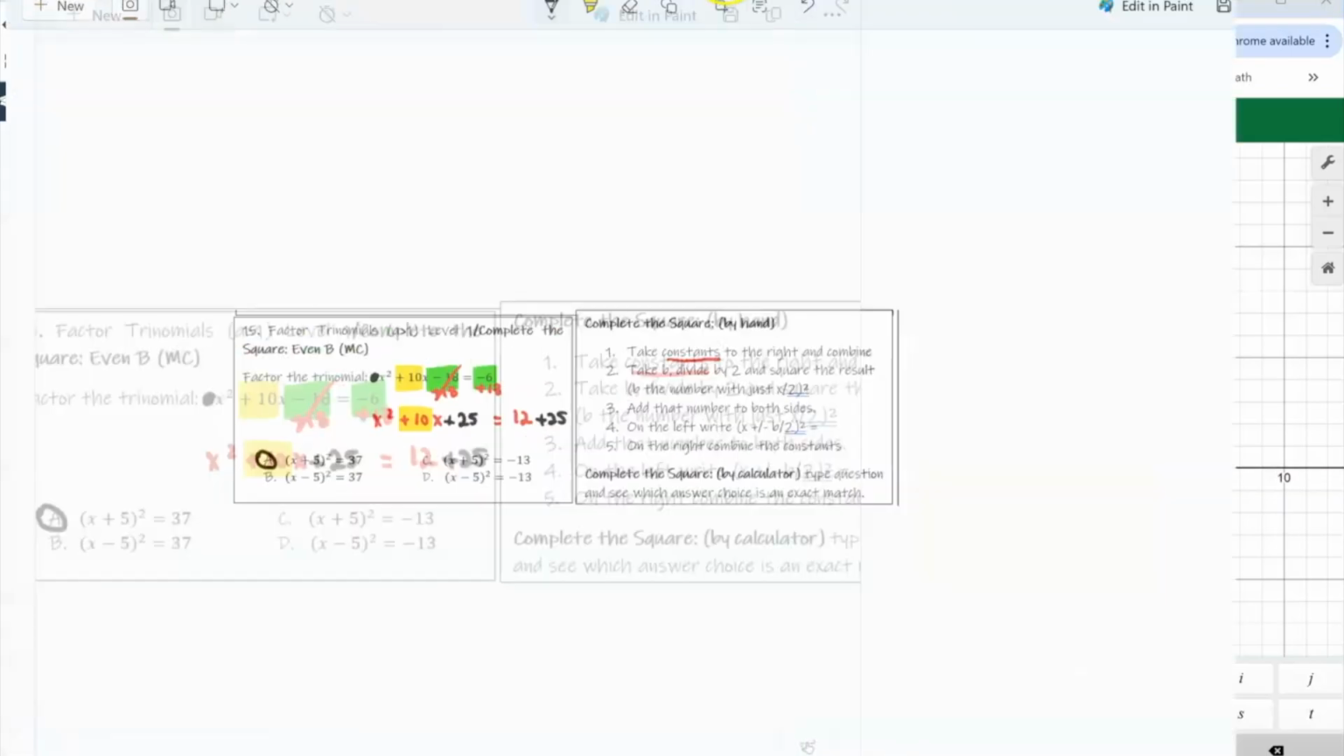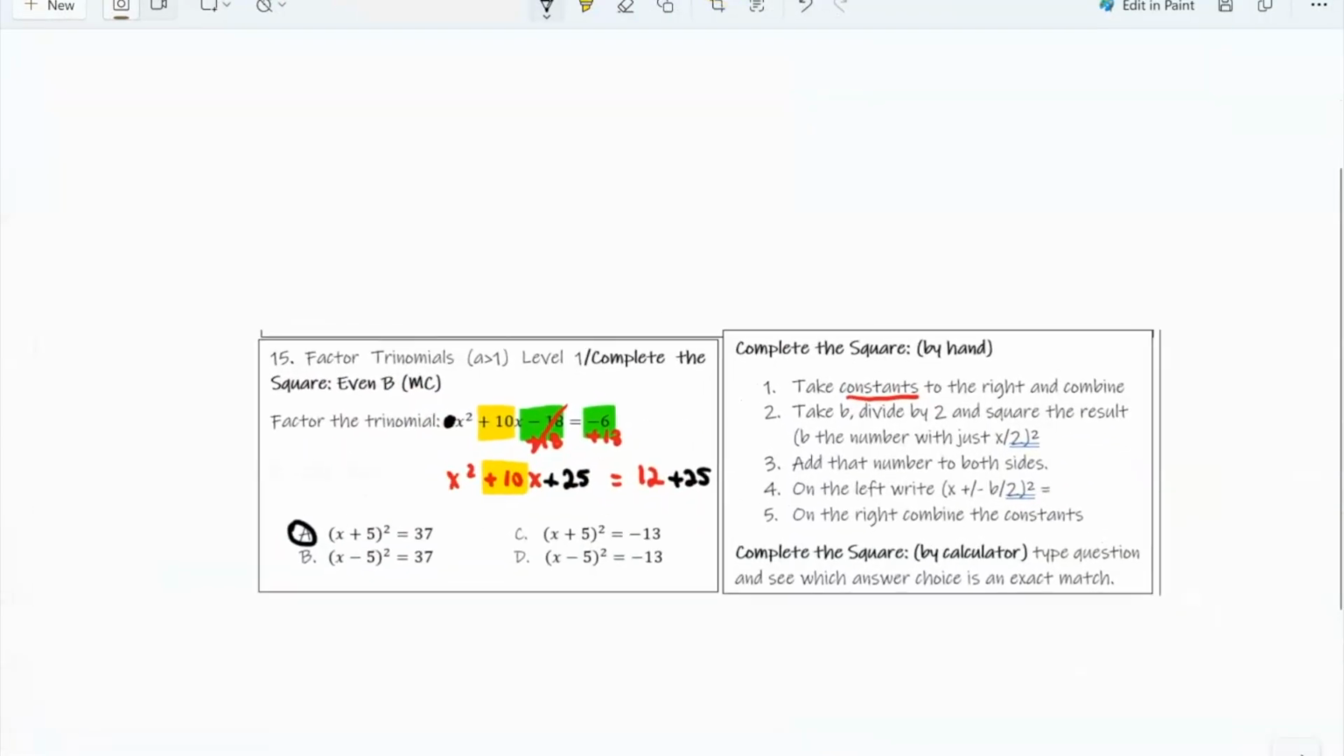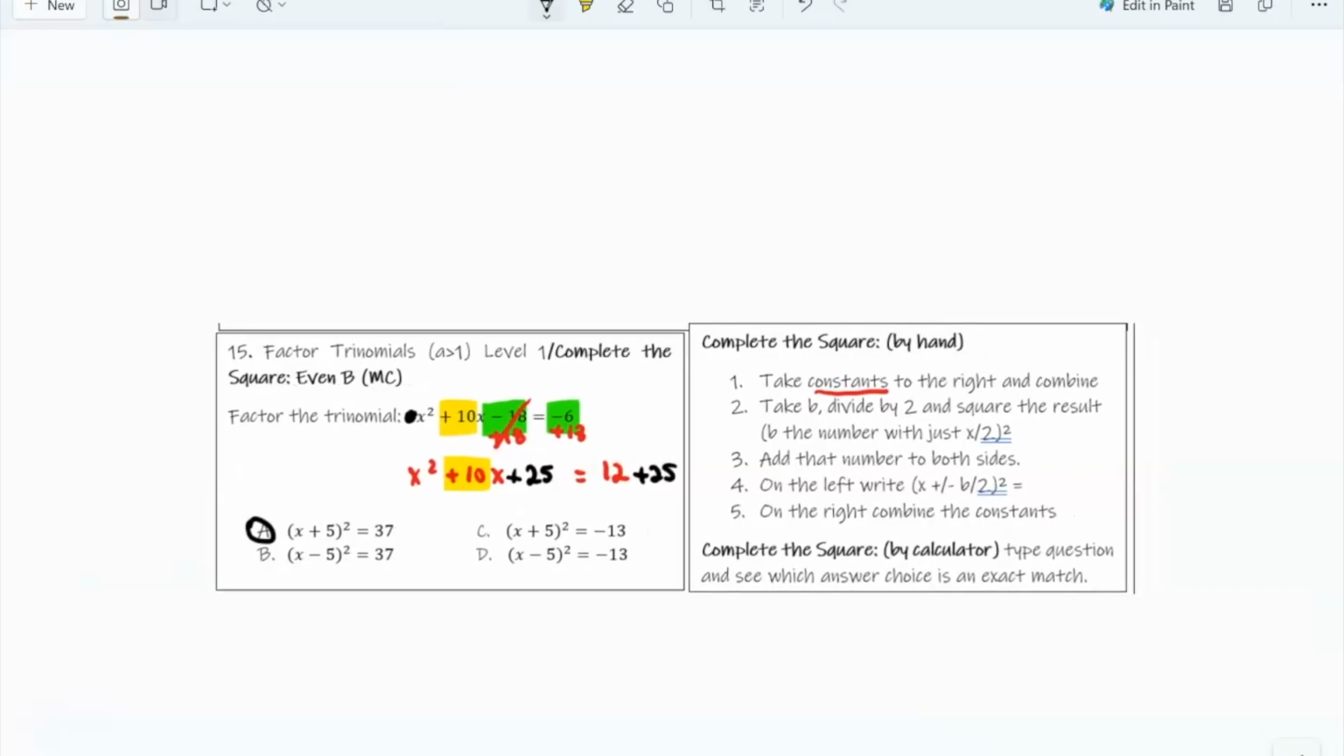Oh, I'm getting ahead of myself. Let me read the instructions. So we took b divided by 2 squared, and add the number to both sides. On the left, write this. So we're going to write x in parentheses. And then it says plus or minus depending on what b is, right? So what's b? b is positive, so I'm going to write positive. And then b divided by 2, so only b divided by 2 here. So 10 divided by 2, which is 5. Close the parentheses and then square. And on the right, combine the constants, which we just said was 37. Okay, and that's it. So that answer, you can see, matches with A.